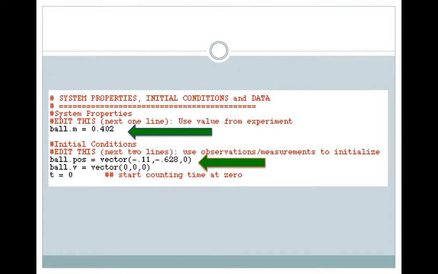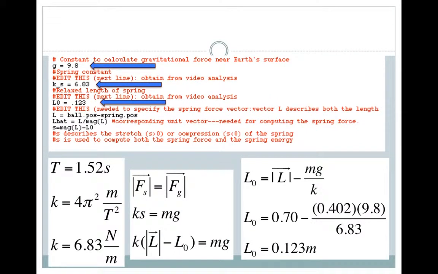There, we set the code. We started off by setting the ball's mass to be 0.402 kilograms, then the initial position of the system to be negative 0.11, negative 0.6280, and the initial velocity was a zero vector. Afterwards, we set the gravitational constant as 9.8 and the spring constant as 6.83 newtons per meter from the formula of 4 pi squared m over T squared.